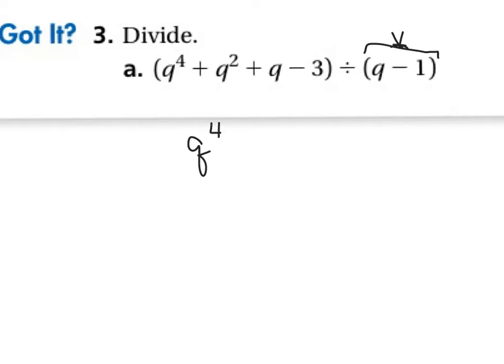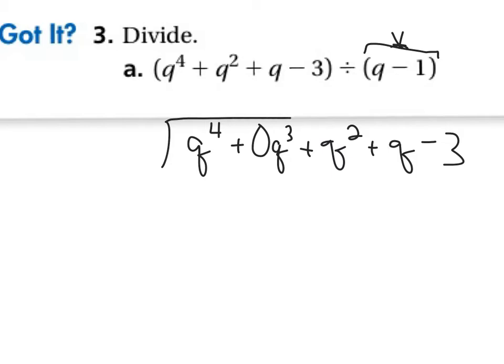So with this, we need to just make sure we're not skipping over anything. So we have q to the 4th. Notice there's no q cubed term, so I'm going to put 0q cubed. And then we've got q squared, we've got q, and minus 3. And then we're dividing all of that by q minus 1. And as you do this, any of those that don't have numbers in front, if you want to go ahead and put 1s there, you can. You don't have to, but you have that option.